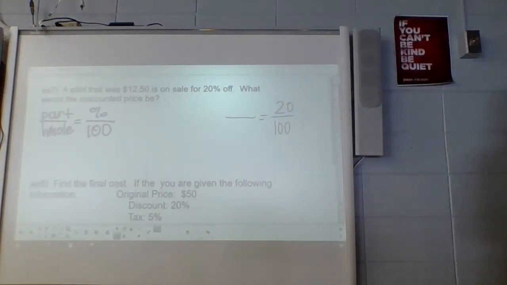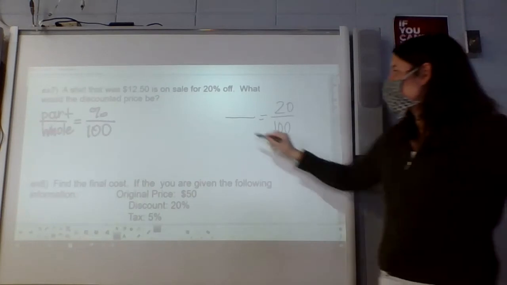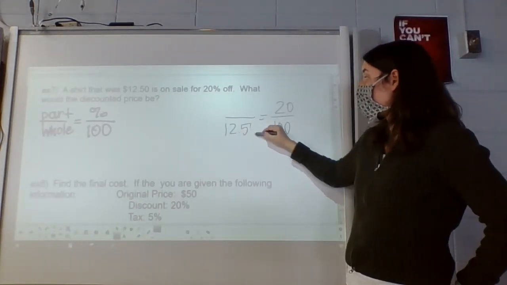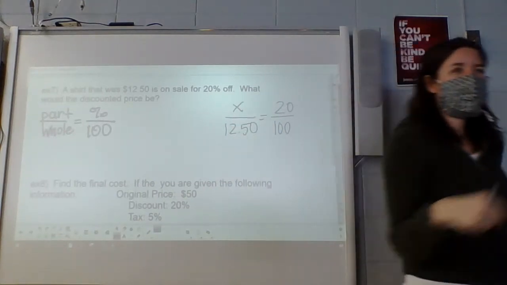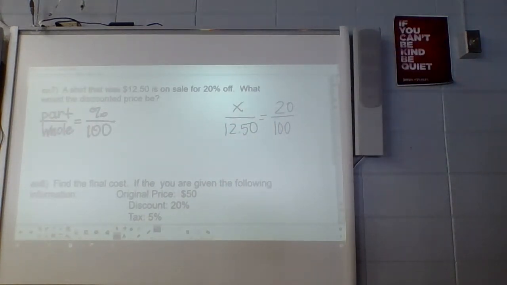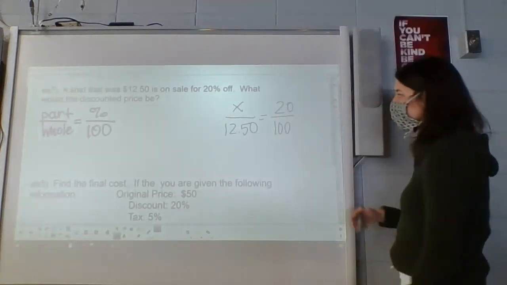Where's the 1250 going to go? Is it going to go on the top or the bottom of that fraction? What do you think? It's going to go on the bottom, because we want to find out what 20% of 1250 is. That's the total, that's the whole. We want to figure out what they're taking off. So what's the discount going to be? What is 20% of 1250?